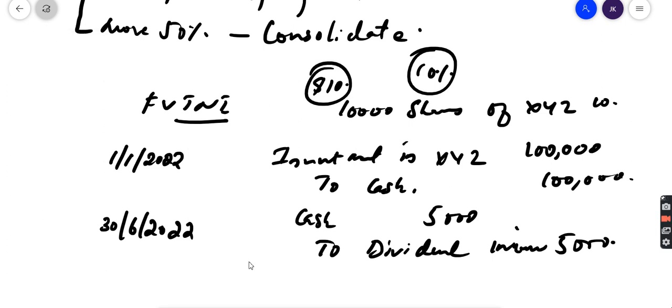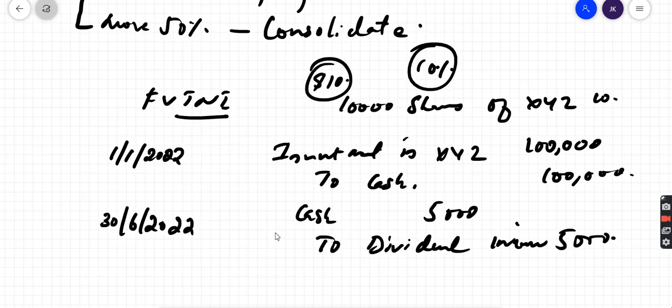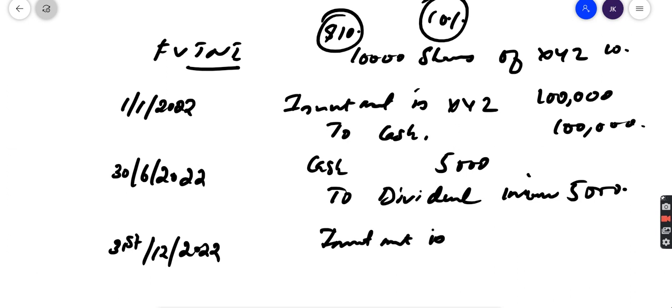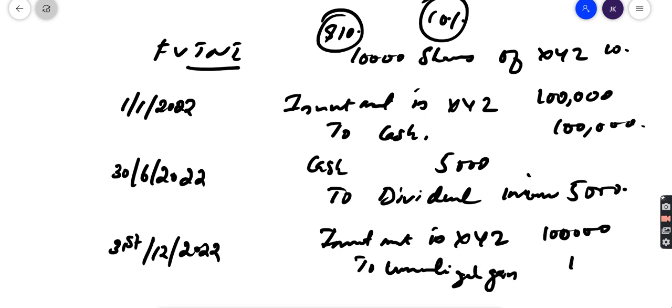We might have to do a valuation at the end of the year. We'll see what the value is. If the value has increased, let's say on 31st December 2022, the value has increased to $20, then you would book this entry: investment in XYZ has gone up by another 100,000, to unrealized gain, 100,000. So these are your entries.